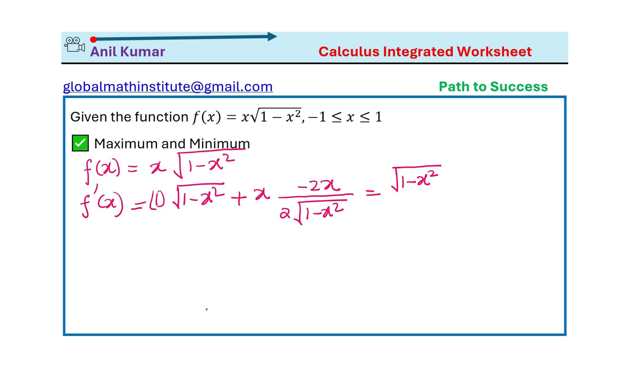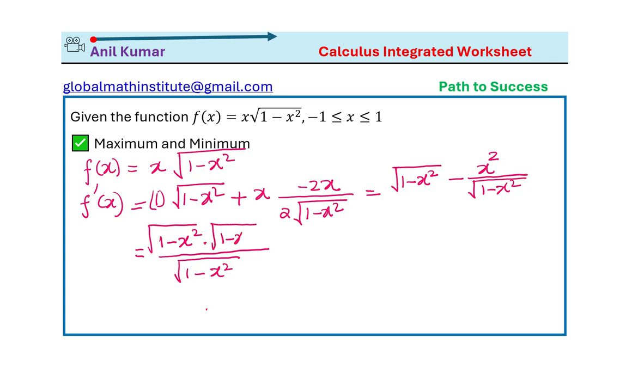Now, 2 and 2 cancel, so we can write minus x square over square root of 1 minus x square. Now, we can take square root of 1 minus x square as common denominator. And here, when we multiply, we get 1 minus x square. Let me write like this, times 1 minus x square minus x square. Clear?